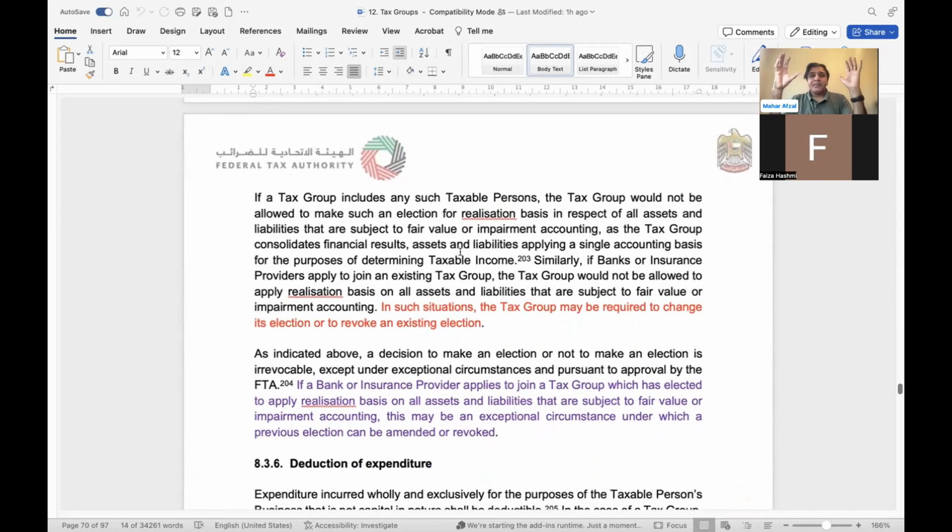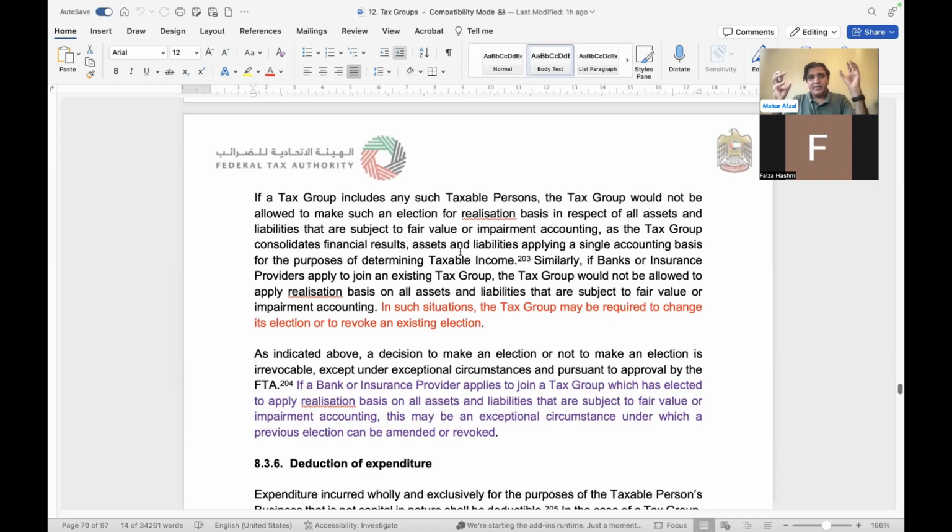Now there is a possibility. The bank or insurance company wanted to join any group that has already availed of the realization basis, but this includes the assets which are subject to fair value and impairment testing. But the bank and insurance company cannot apply the realization basis for the assets which are subject to fair value and impairment testing. The group has already applied.